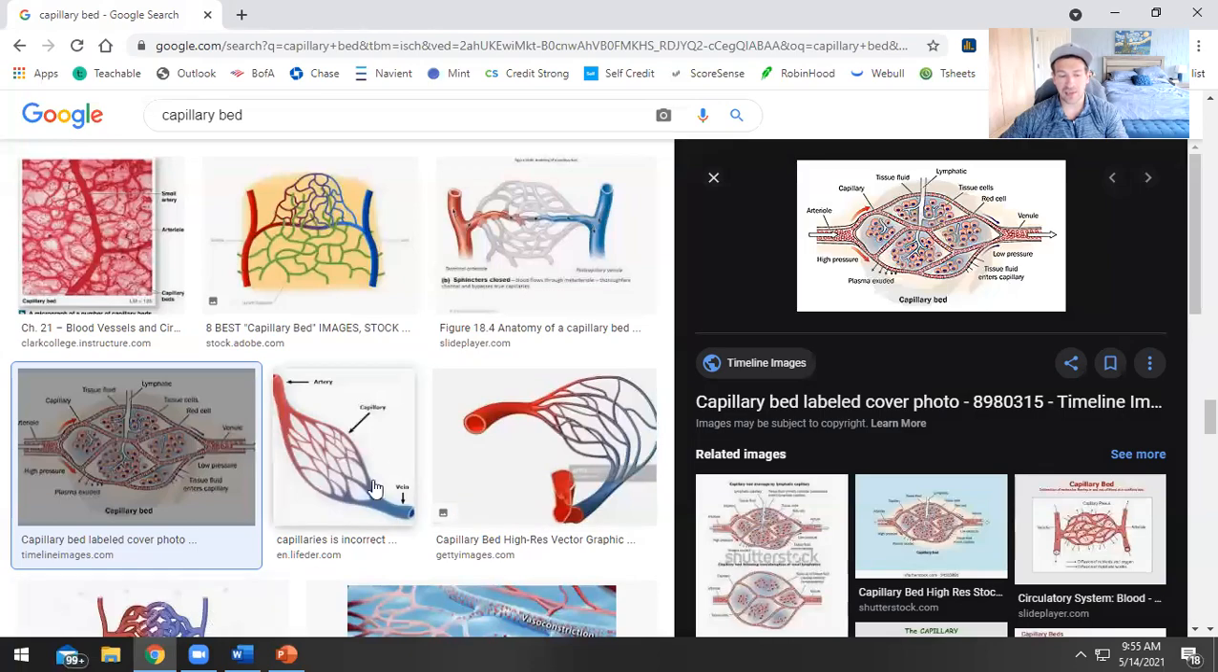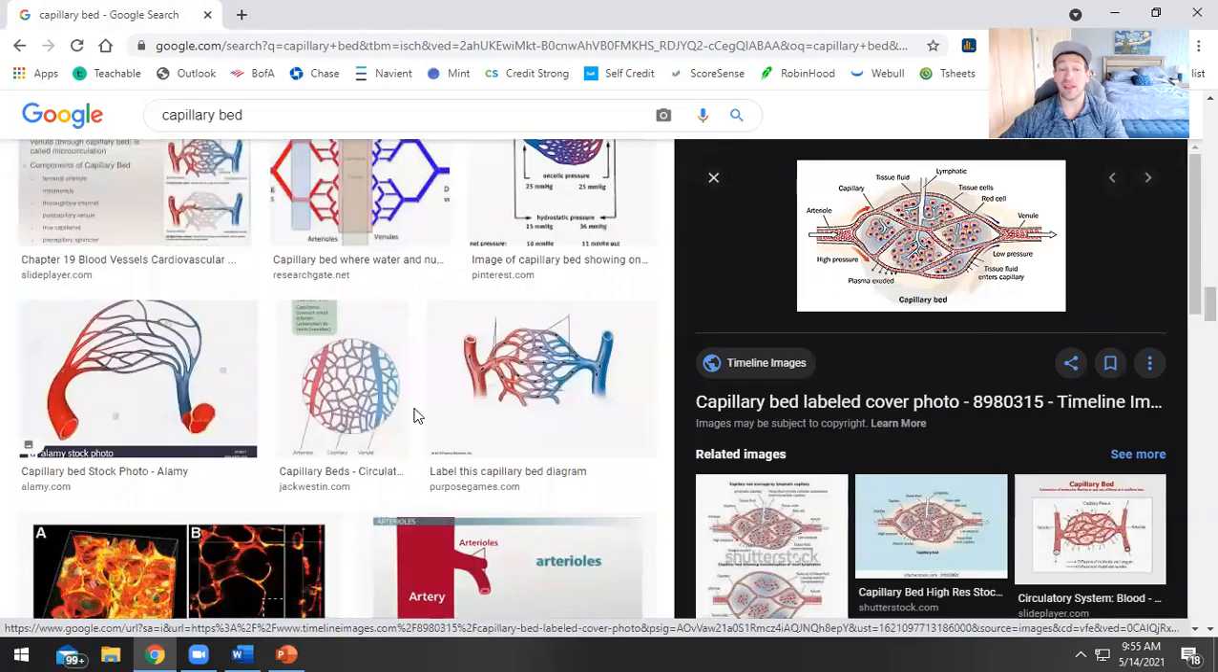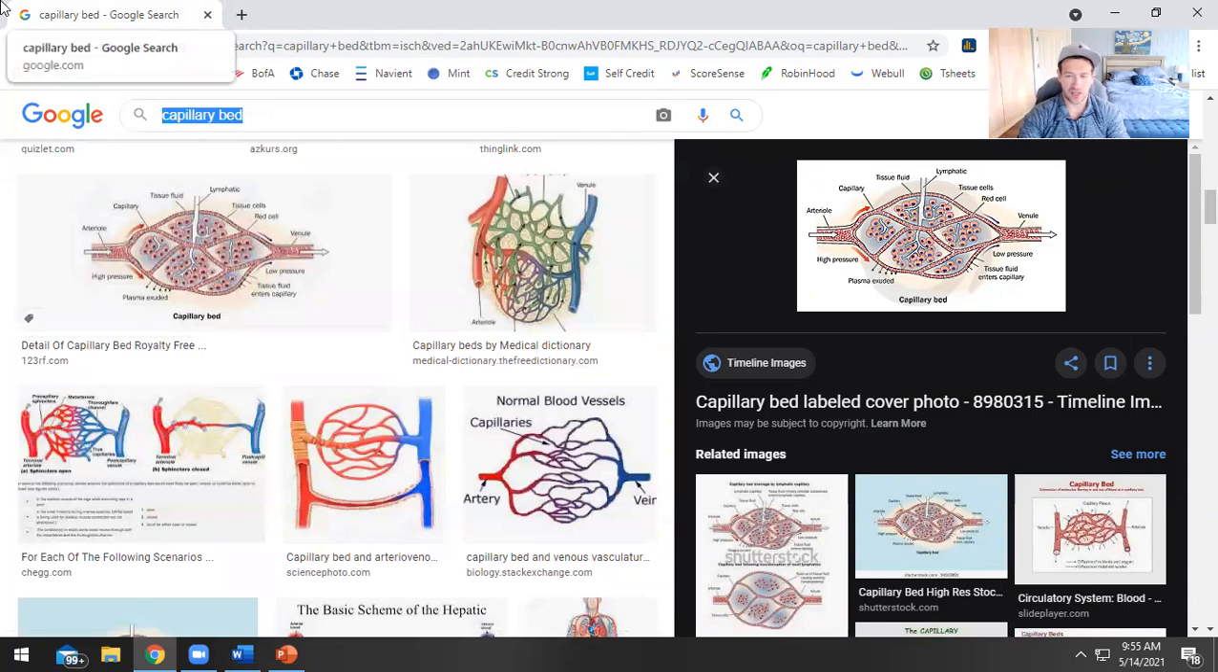So what's kind of funny is these blood vessels are so small. And by the way, they cover your body like crazy.